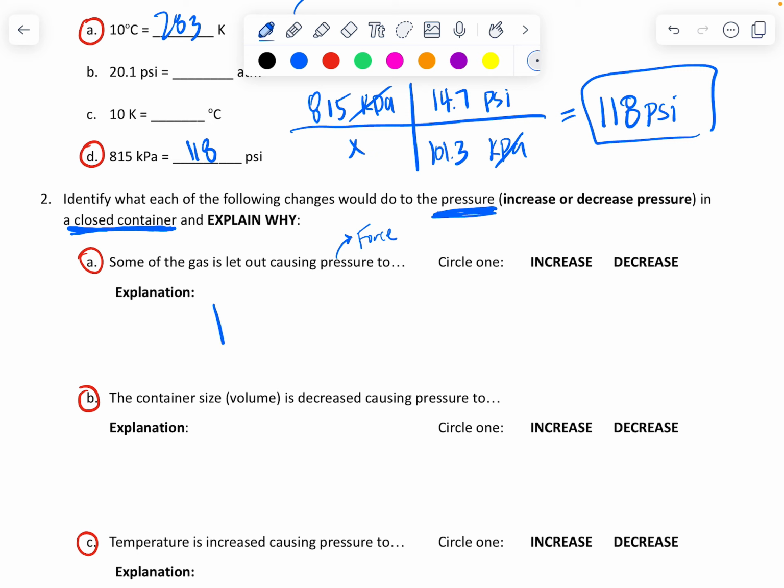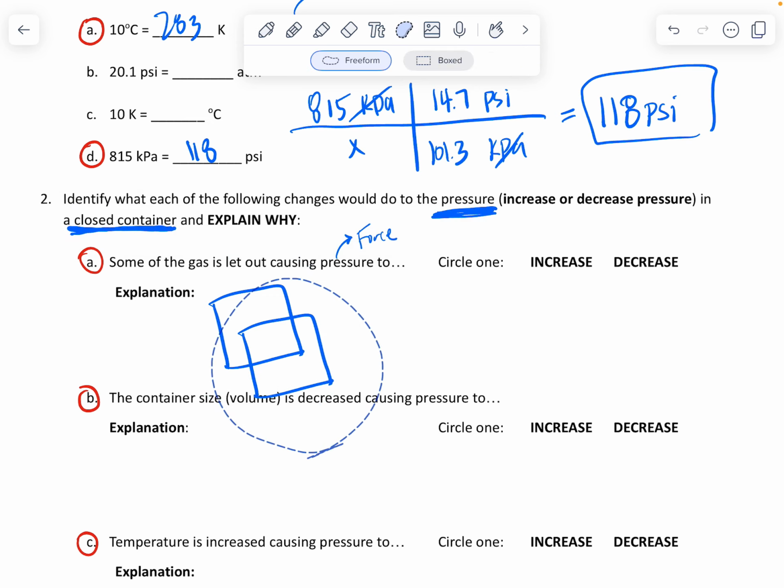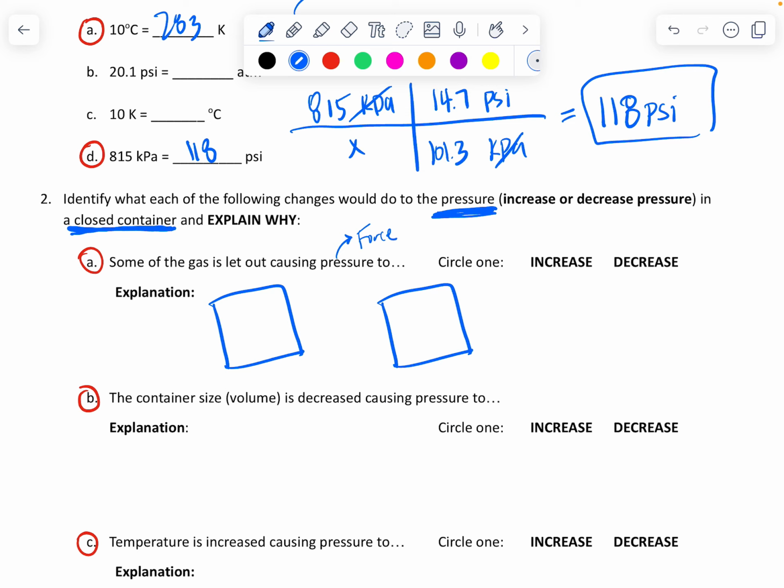So let's say before, okay? Same container. I'm going to draw it twice. I'm going to duplicate that really quick. So that's going to be before and after, okay? I'm going to say I had, let's say, 1, 2, 3, 4, 5 gases just doing their thing. And they had X atmospheres of pressure, okay?